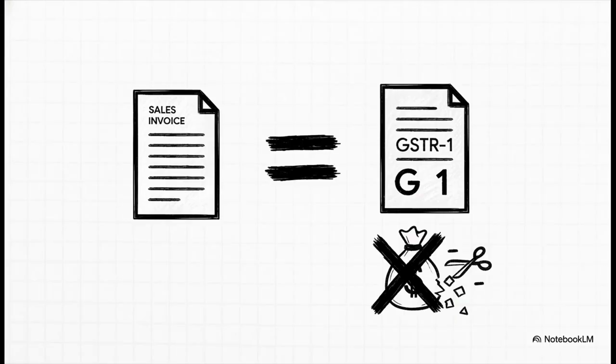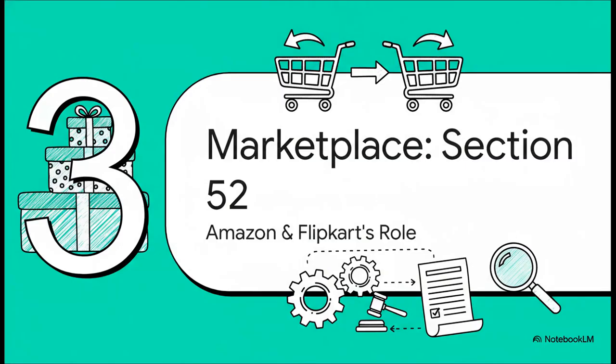And here's the crucial point. Your GSTR-1 return has to report a taxable value of 10,000 rupees and GST of 1,800. It needs to be a perfect mirror of that invoice. It is completely, totally irrelevant what Amazon or Flipkart actually pays you after they've taken out their commissions, fees, and whatever else. Your filing is based on the sale, not the final settlement.